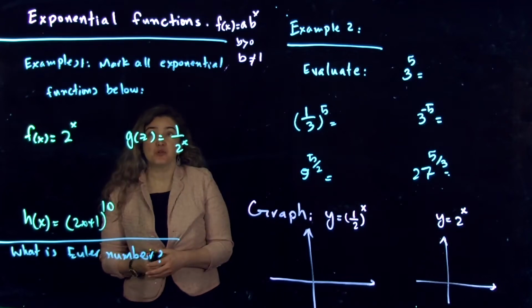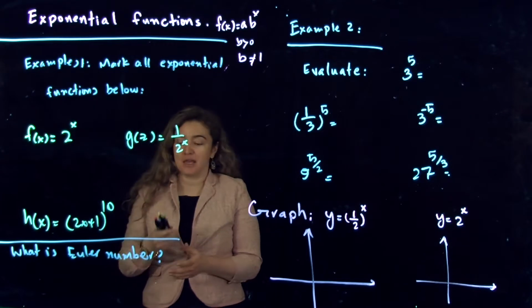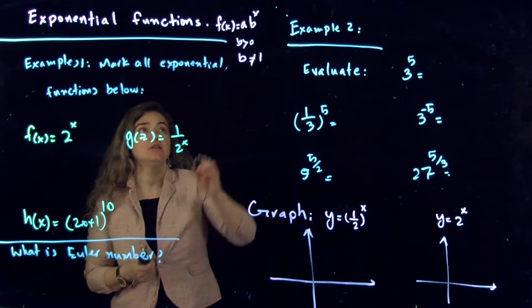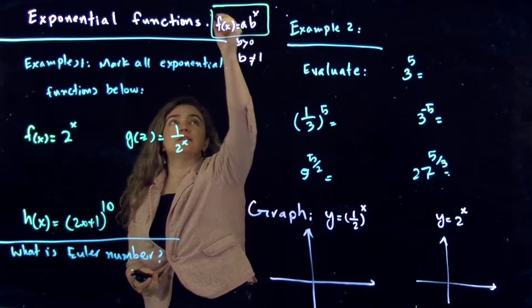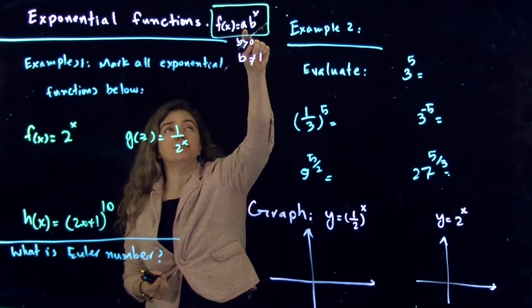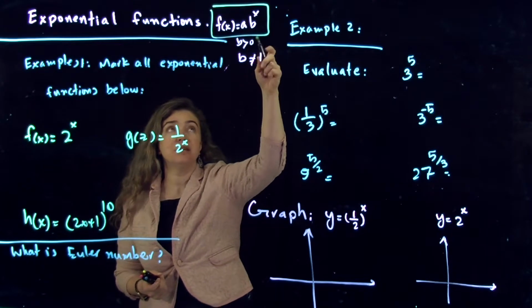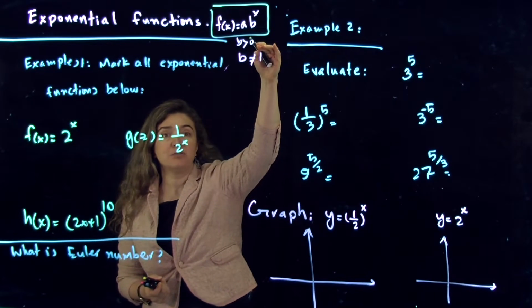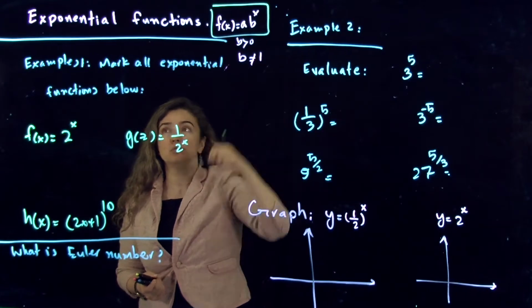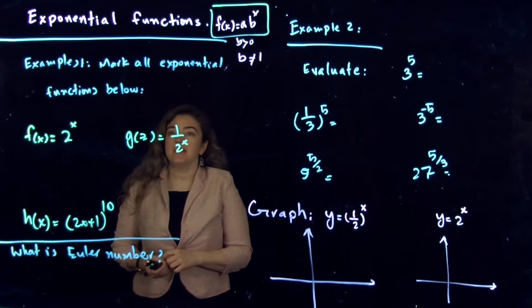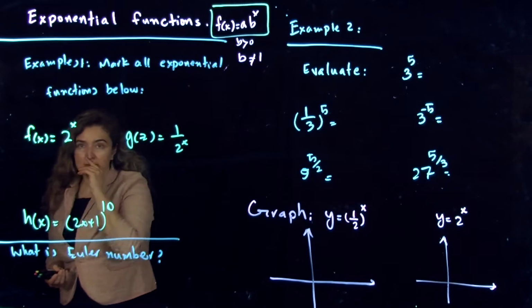Today we want to talk about exponential functions. An exponential function looks like f of x equals a number times b to the power x. b is called the base. It has to be bigger than 0 and not equal to 1. A few examples of exponential functions.